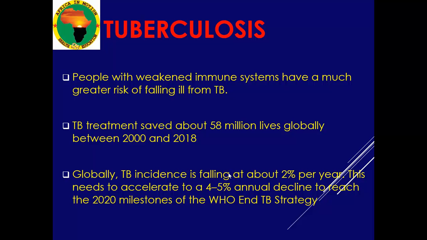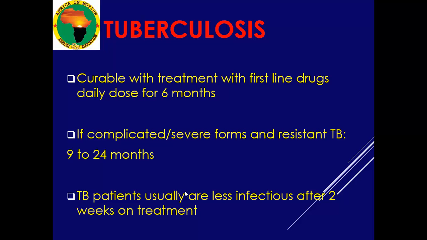Globally, TB incidence is falling at about 2% per year. So with the effort that is being put in place, the new cases are being minimized, which means the preventive measures are in place. The objective is now to push until at least by 2020, where we are today, we should be reaching a decrease rate of 4 to 5%. That is the objective of the World Health Organization. Maybe when we collect new statistics of this 2020, we will see a different result.